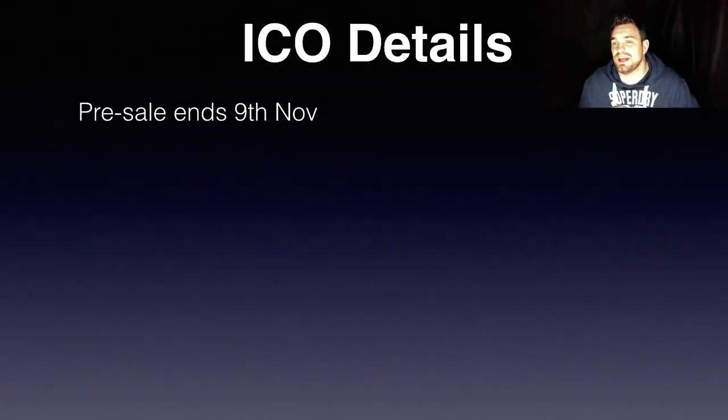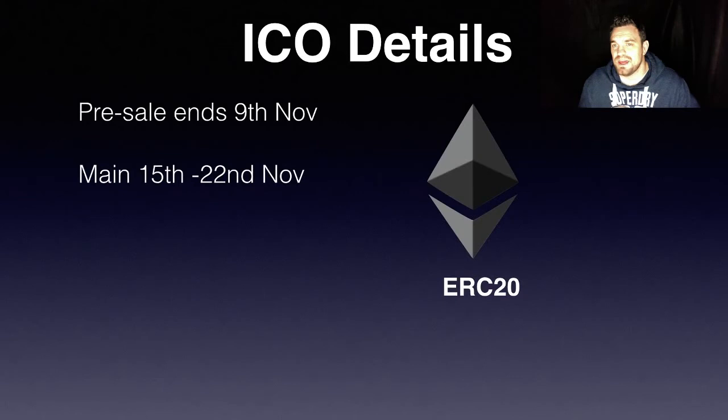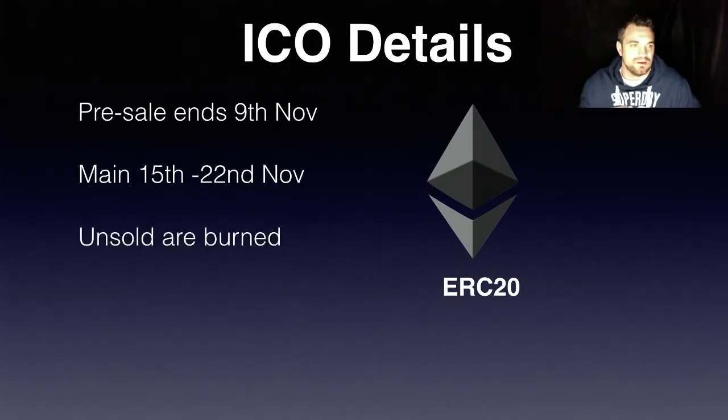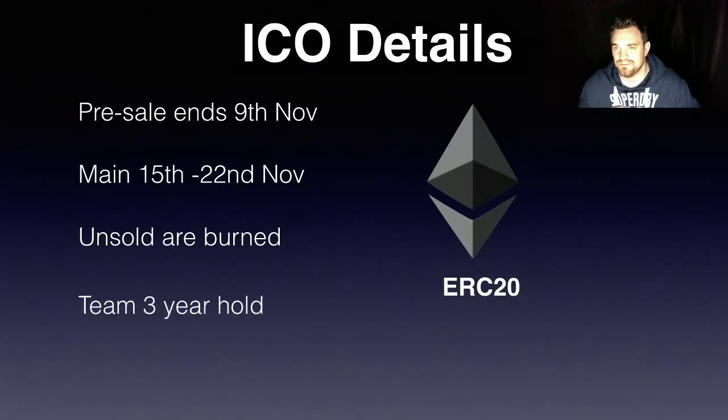The pre-sale ends 9th of November. The main sale is 15th to the 22nd of November. Obviously, you can pay in Ethereum, and it'll be an ERC20 token. So obviously, you need your MyEther wallet. Any unsold tokens will be burned. So that's great news in terms of that circulation. So if it's not a massive ICO, then all the tokens are burnt. That gives your token a bit more value.